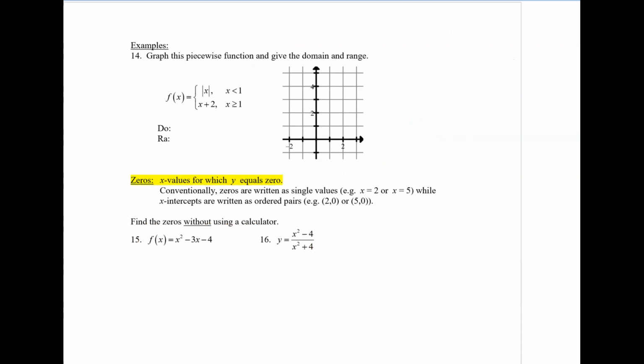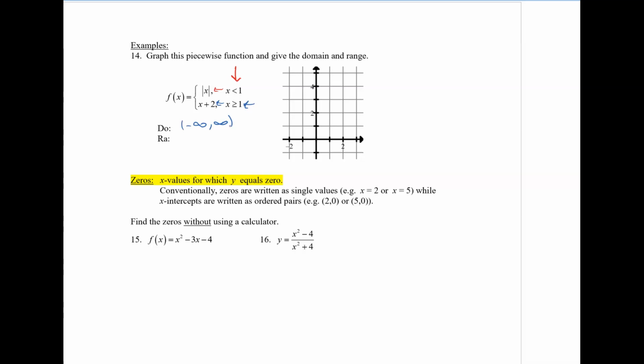Okay, so if we go to example 14, they want us to graph the piecewise function and then give the domain and the range. Well, remember with piecewise functions, your domain is given here. For values less than 1, I'm going to use this function. For values greater than or equal to 1, I'm going to use this function. So notice how all real x values are given. So our domain would be negative infinity to positive infinity, all real numbers.